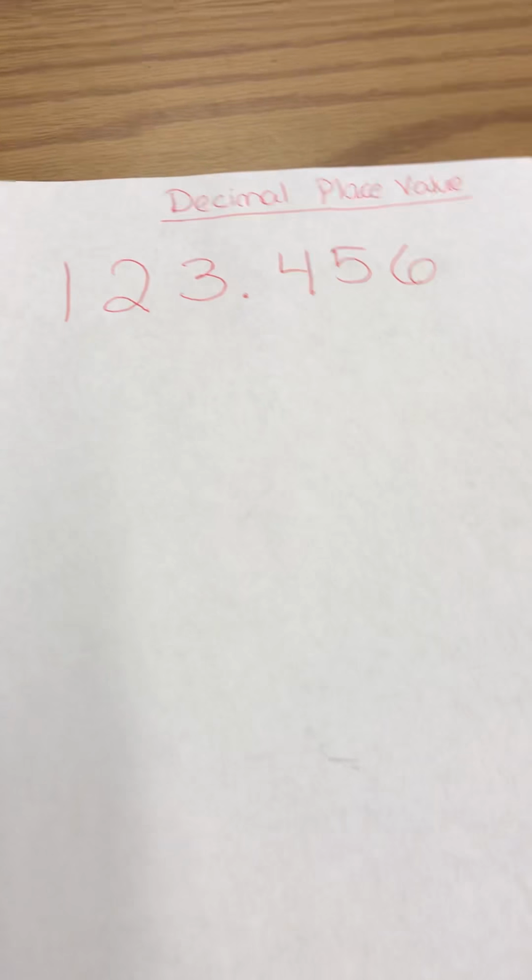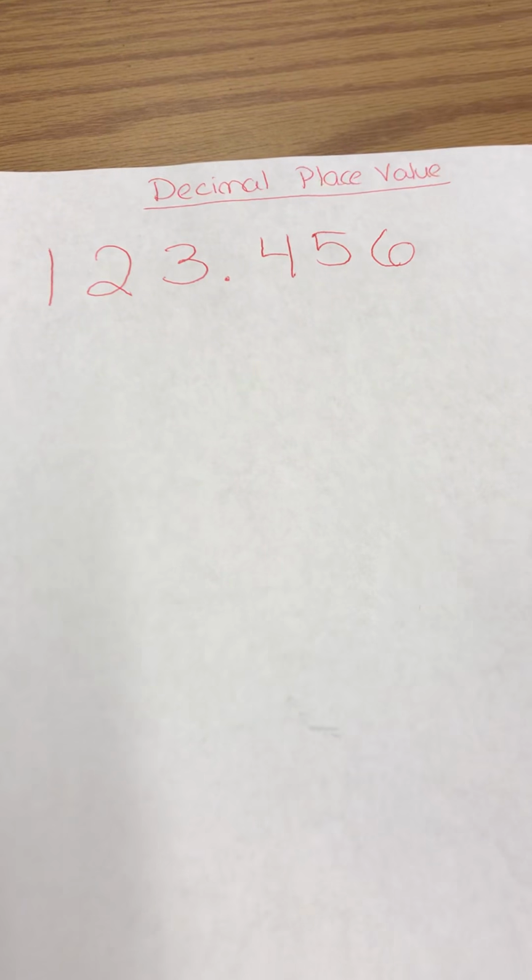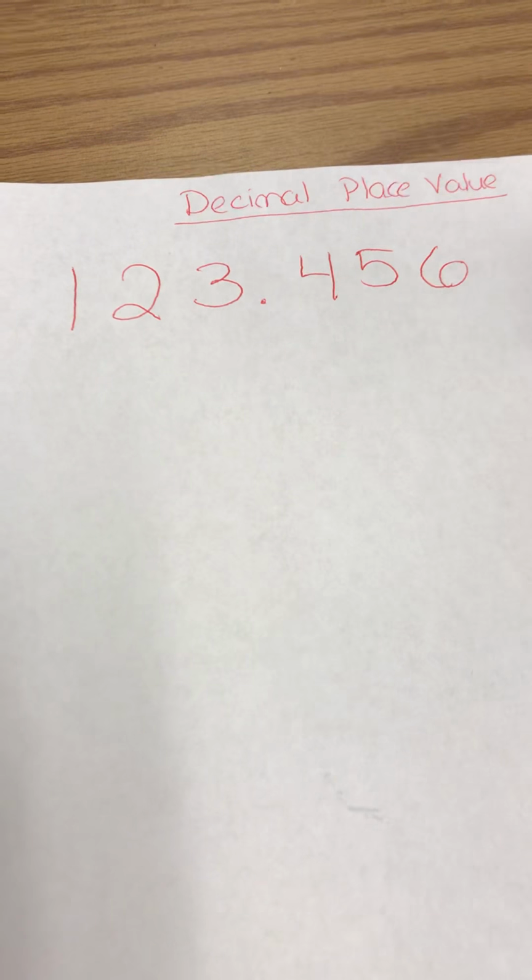This video is on decimal place value. Up until this point, students are familiar with the names and values of places for whole numbers. So for example, here we would have 123. So we have our hundreds place, our tens place, and our ones place, or sometimes called the units.